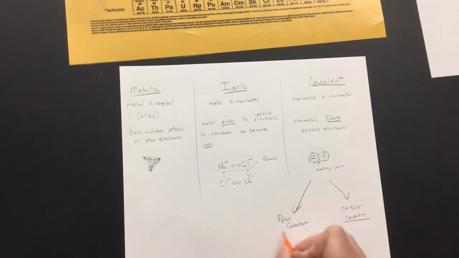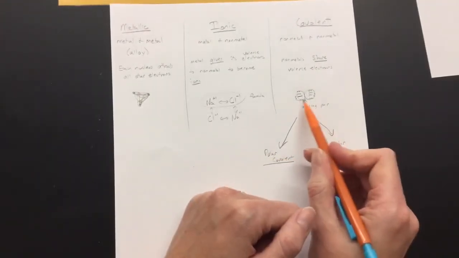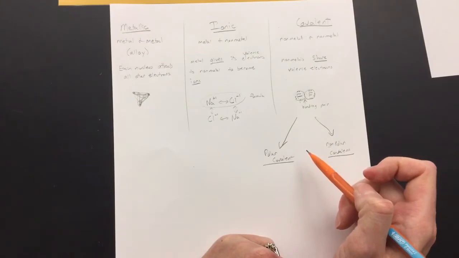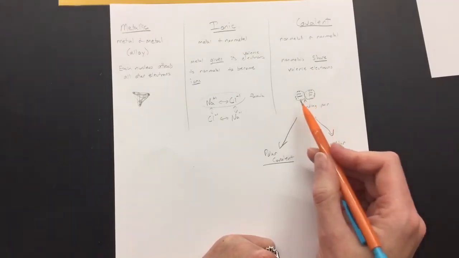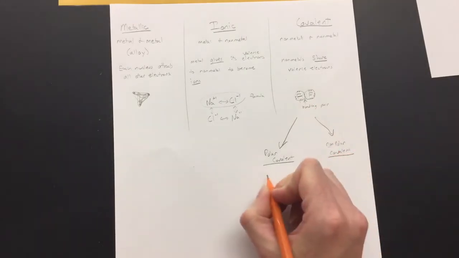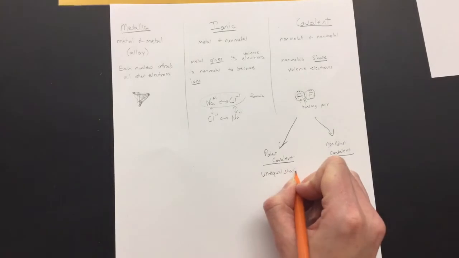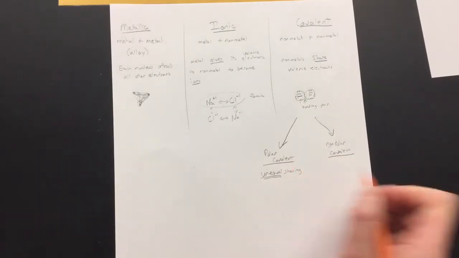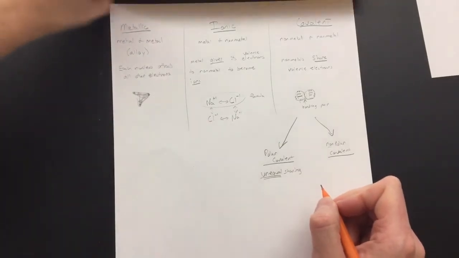So I'll see if I can't help you with that. With a polar covalent bond, this sharing right here happens between, let's use kindergartners, this sharing between kindergartner atoms, one of the kindergartners is far more greedy than the other one, and so we have unequal sharing, okay? Unequal sharing for the polar covalent compound.